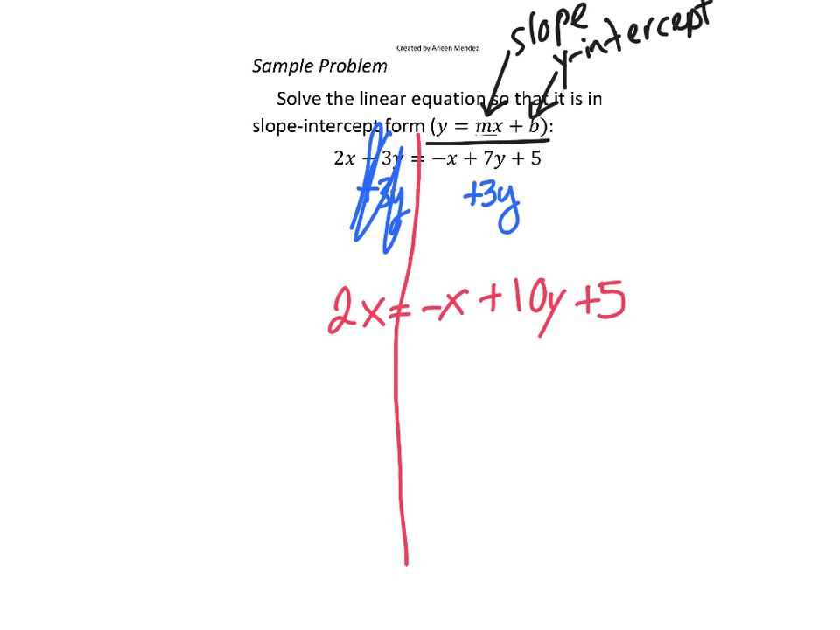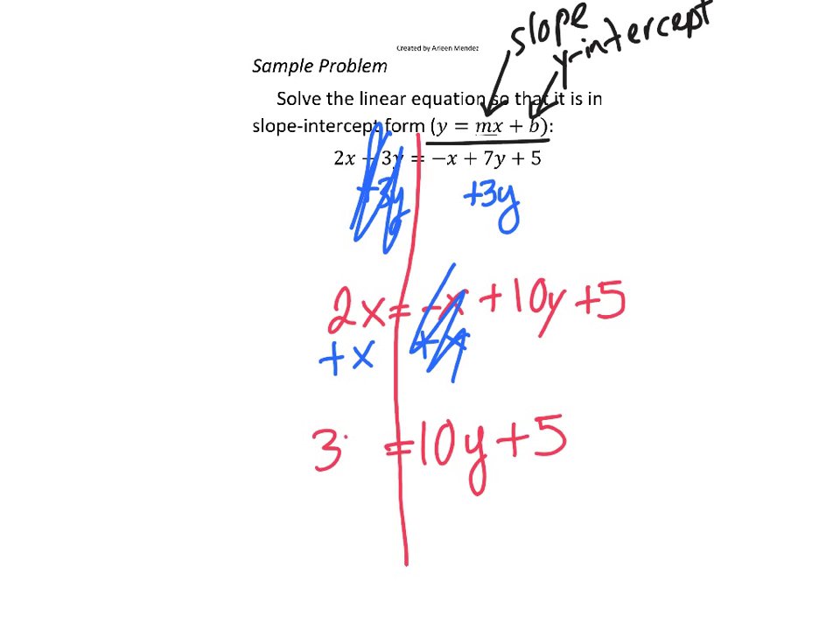Now let's get those x terms together. I'm going to cancel out this minus x from this side. I'm going to add x to both sides. So we add x to both sides. This will cancel out, and it'll leave us with everything that's left over. On this side, we have positive 10y plus 5. And on this side, 2x plus 1x is 3x. Okay, we're almost there.